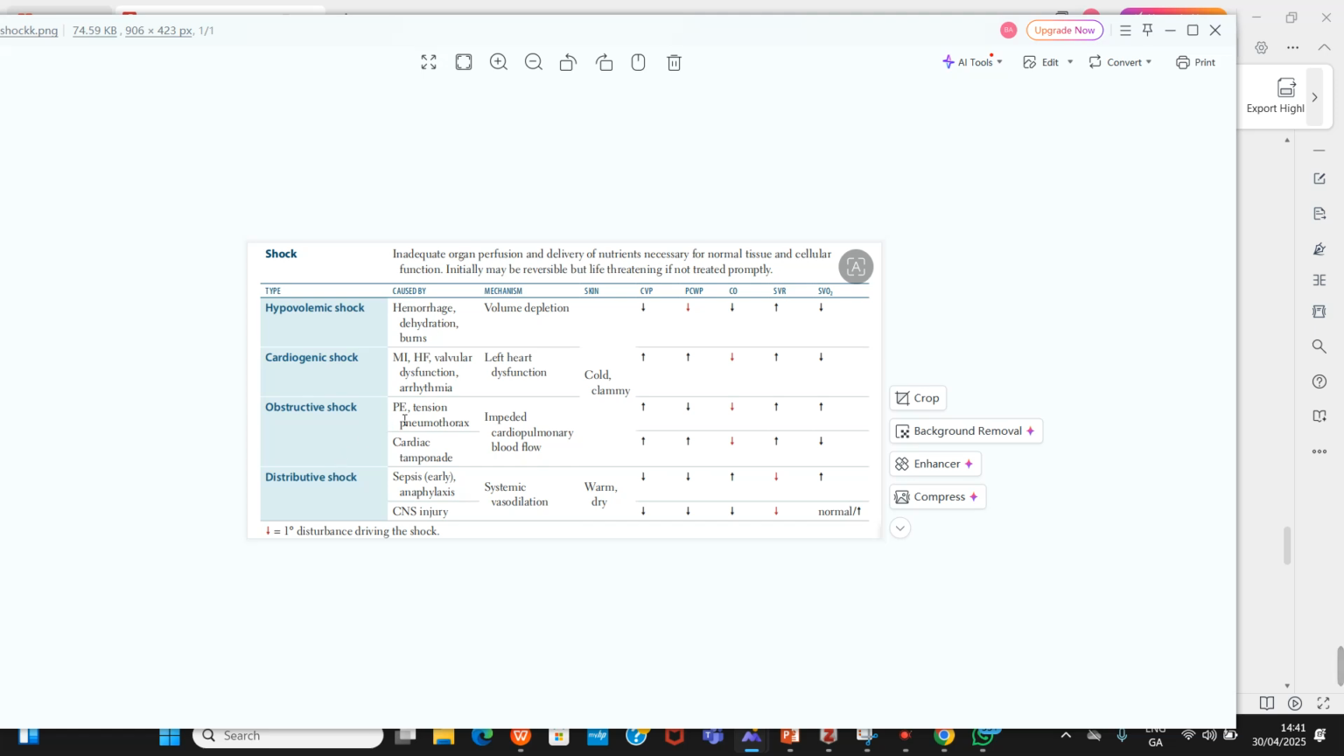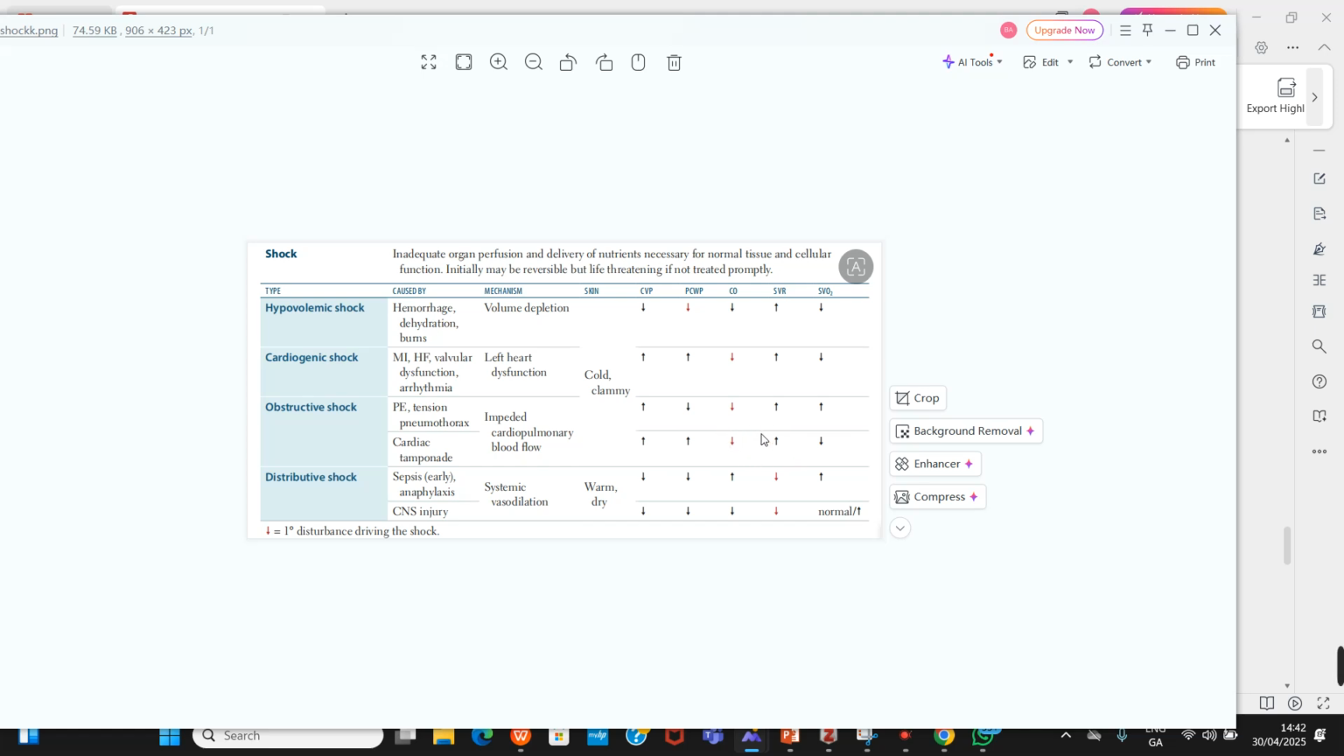Same thing with PE. PE is just an obstruction at the level of the pulmonary artery. So the right ventricle is going to find it difficult to pump blood out of the right ventricle to the pulmonary area. So blood is going to be moving backward to the right atrium, to the central venous area, causing a rise in the CVP alone. But it is only cardiac tamponade that is going to increase both CVP and PCWP. Very important. And of course, all of them will cause a drop in the cardiac output.